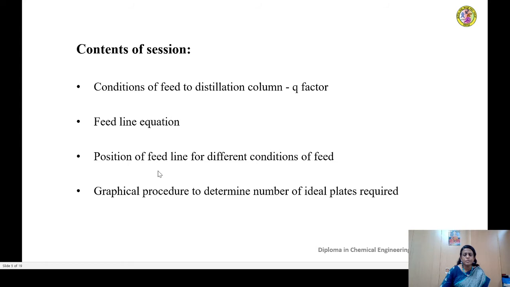And then we have to learn to construct a feed line. Like how we learned to construct the enriching line and stripping line on an equilibrium diagram in the previous class, here we are going to learn how to construct a feed line. The feed line position changes for different conditions of feed, so for each particular condition of feed, that is going to be discussed today. Then we have to understand the graphical procedure to determine the number of theoretical plates required by the McCabe-Thiele procedure.